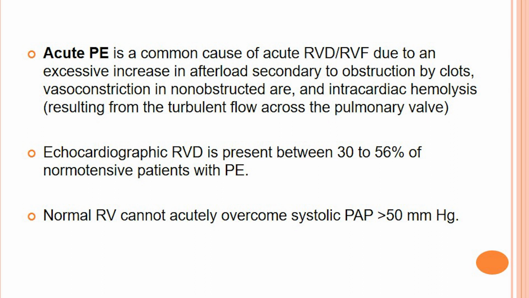Echocardiographic finding of RV dysfunction is present in 30 to 56% of normotensive patients with PE, and a normal RV cannot acutely overcome a systolic pulmonary arterial pressure of more than 50 millimeters of mercury. So this we need to keep in mind.